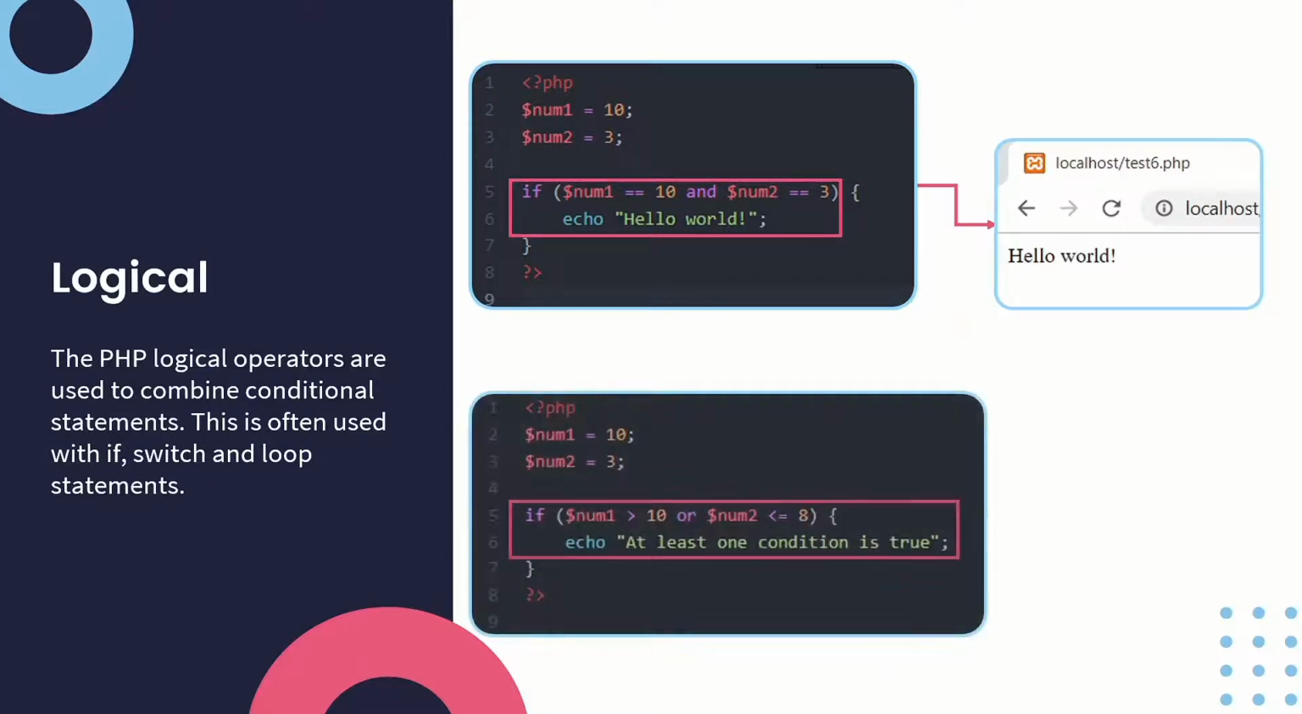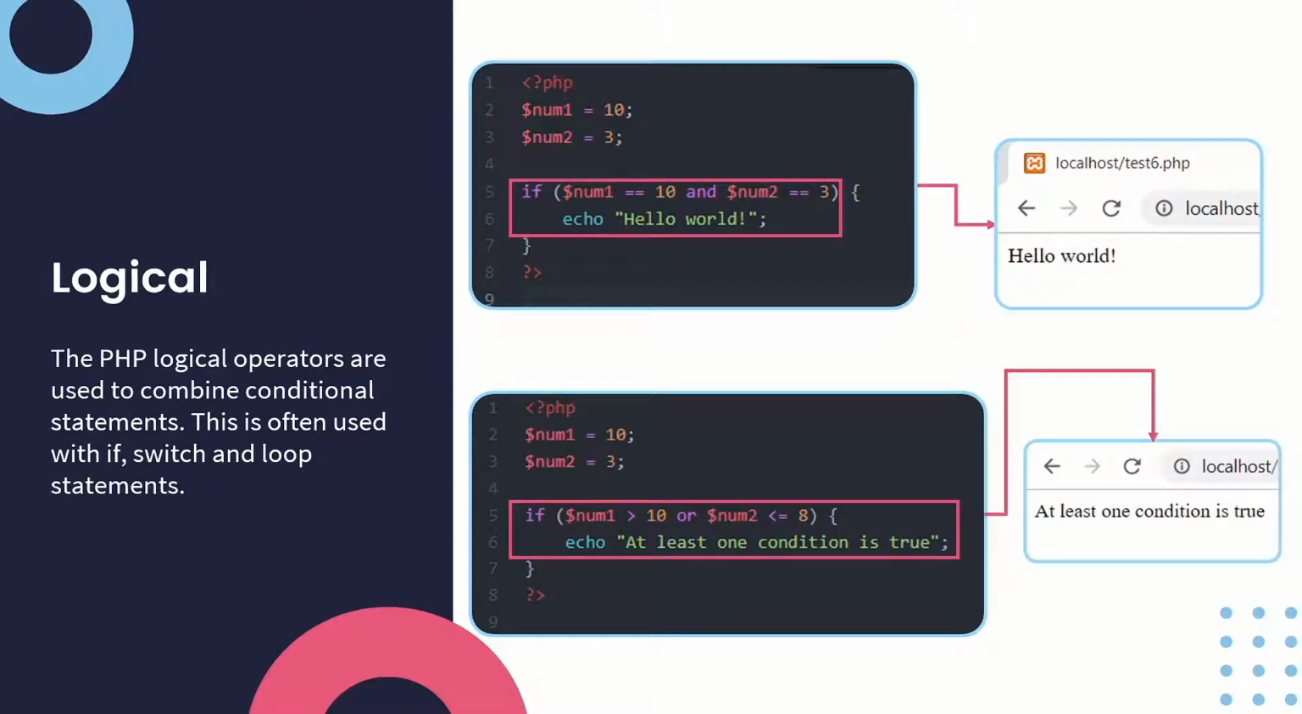Let's have a look at another example. In this example, we are using the OR keyword. Okay, so this is what the output looks like, where we get a value of "at least one condition is true". How this is different from the previous example is that instead of using the AND keyword, the OR keyword expects that at least one of the conditions must be true. That is to say, if num1 is greater than 10, do something. Or if that is false and this one is true, which is if num2 is less than or equal to 8, then print "at least one condition is true". And this defaults to true, thus the statement is successfully printed.